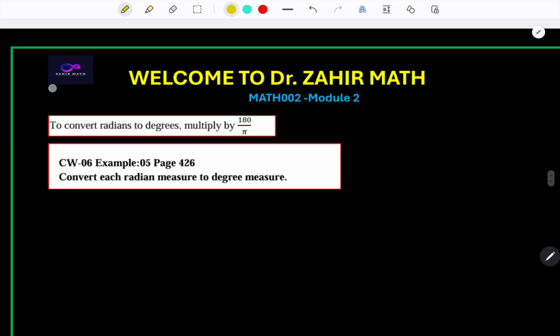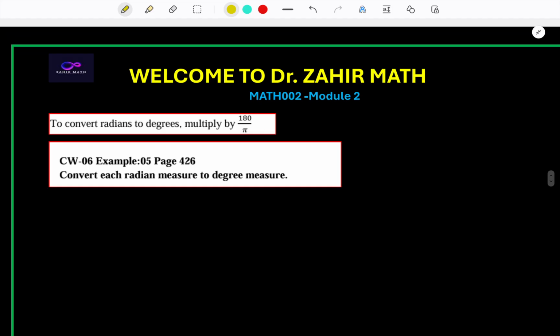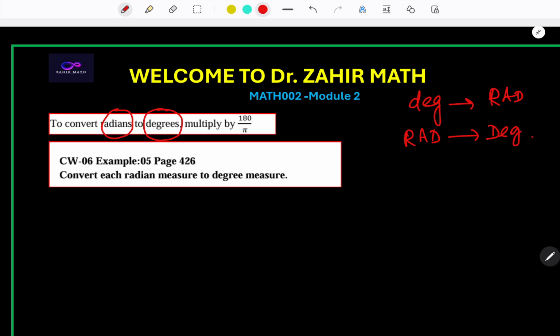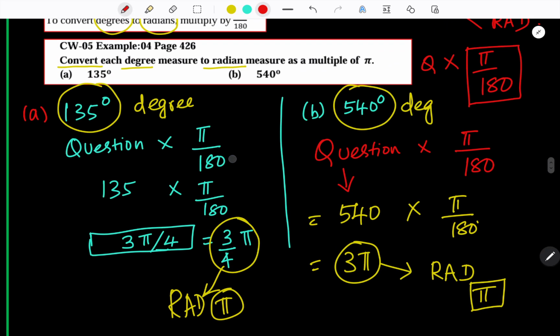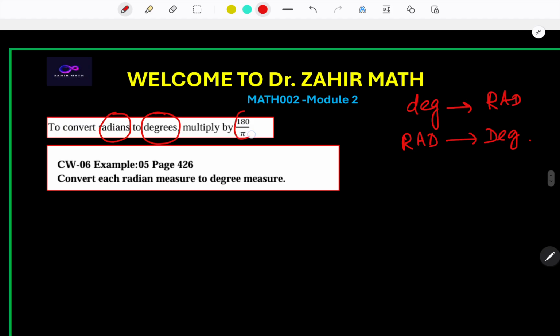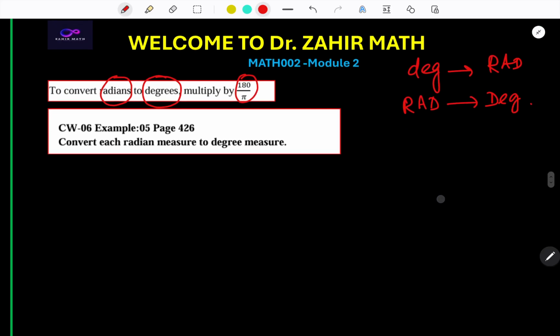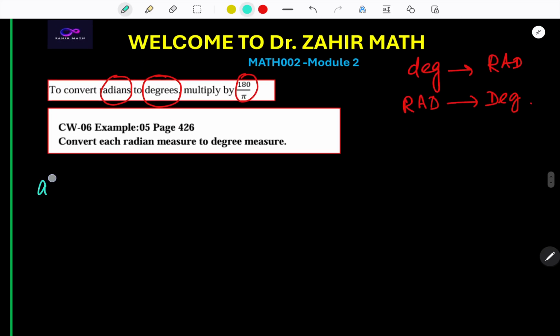Let's go to the next question. Next is the reverse. What is the question? Convert radians to degrees. First we said degrees to radian. Now we are going to study radian to degree. Just the formula is opposite. See here? Here pi by 180 and here 180 by pi. That's it. So let's start question A, which is convert each radian measure to degree measure.